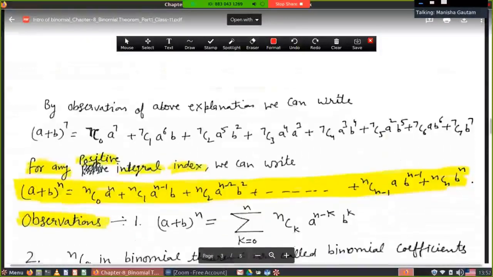Now, by observing the above explanation, we can write the (a + b)^7 expansion. We can write it like this. The first coefficient is 7C0 a^7.